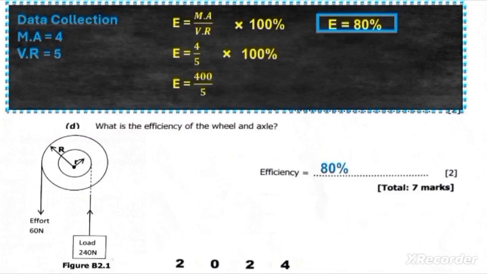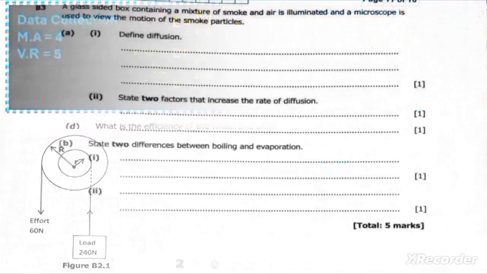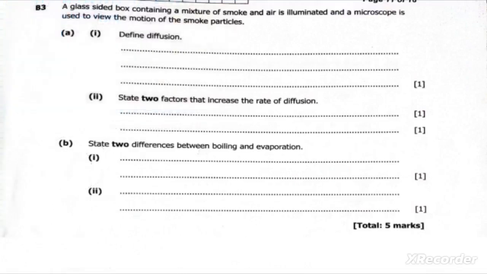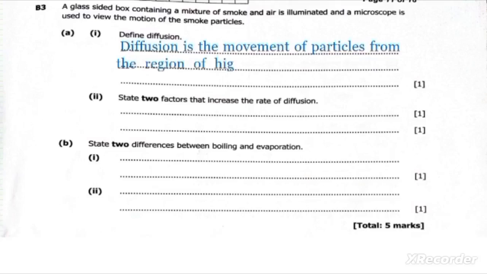We move to the next question, which is question B3. Question B3 reads, a glass-sided box containing a mixture of smoke and air is illuminated, and a microscope is used to view the motion of the smoke particles. Question A, Roman numeral 1, define diffusion. So what is diffusion? Diffusion is the movement of particles from the region of higher concentration to the region of lower concentration. We have answered the first question.